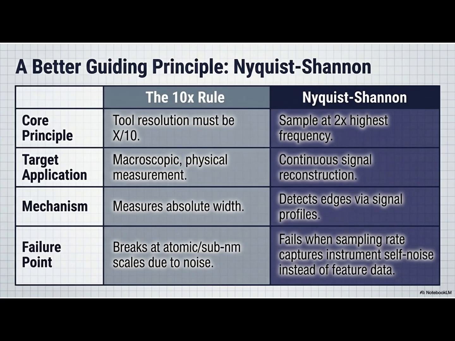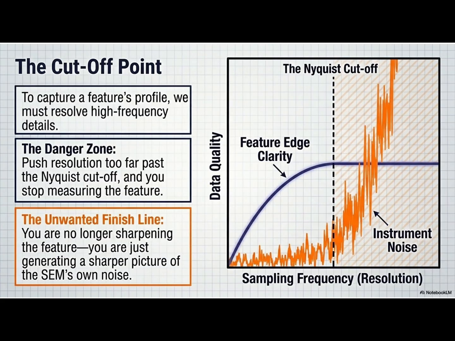Edges aren't perfect steps. They have slope, roughness, and noise. Low-frequency components describe the overall feature shape. High-frequency components capture edge roughness and sharpness, and unfortunately, a lot of SEM self-noise. To truly capture a feature's profile, we need to resolve those high-frequency details, up to a cutoff point where it's no longer about the feature, but about the instrument's own noise. And that's where the conversation about sub 1 NM resolution gets interesting and a little uncomfortable.